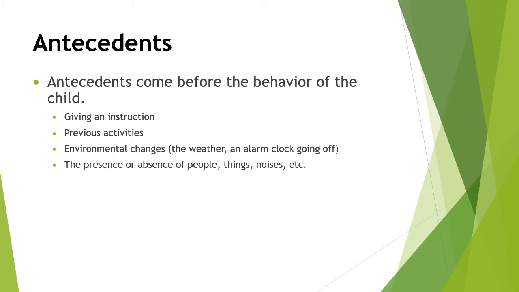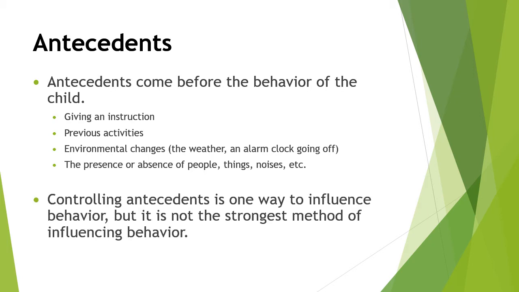Antecedents come before the behavior of the individual. Giving an instruction, a previous activity, an alarm clock going off, the presence or absence of a person or a thing or something in the environment can all be antecedents for a behavior. Again, antecedents come before the behavior of the child. Controlling antecedents is one way to influence behavior. It is not the strongest method of influencing behavior.